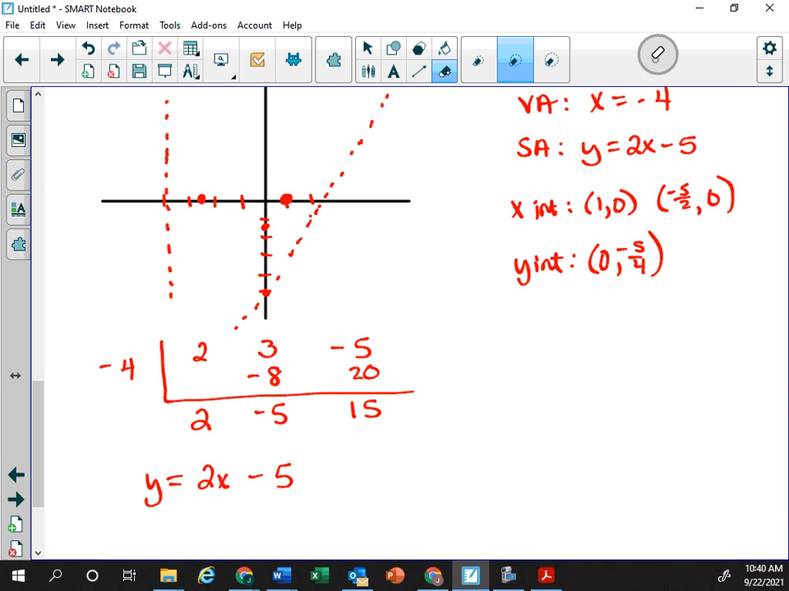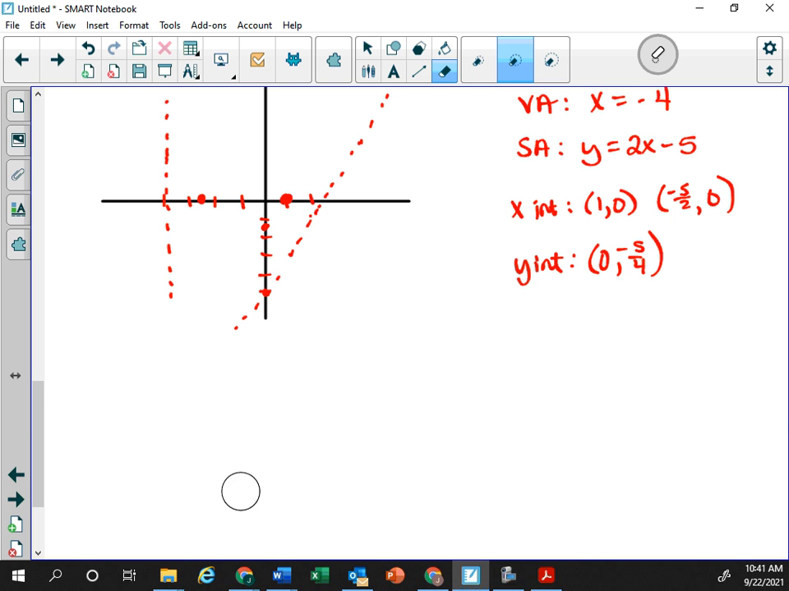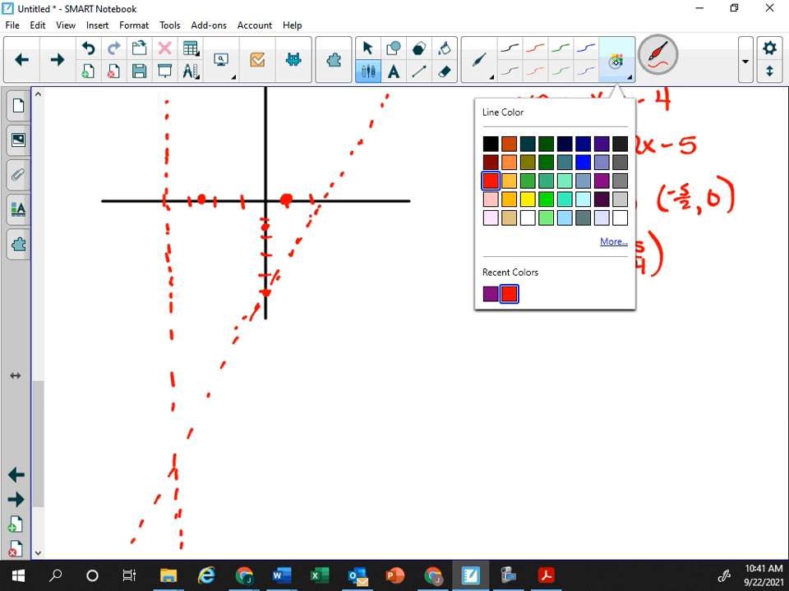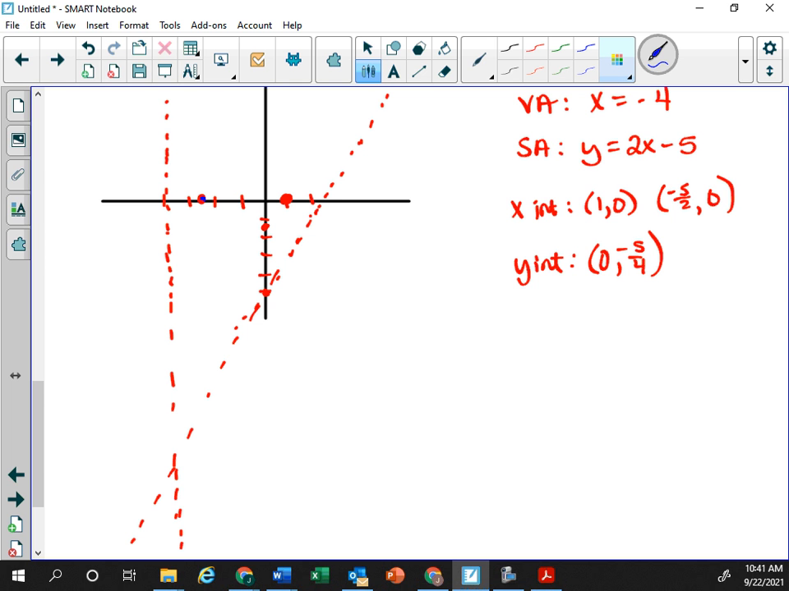I'm going to erase my synthetic division here because I didn't leave myself enough room for this graph, because it's kind of big. So let me extend my asymptotes a bit here. Okay, I've got these 3 dots, and maybe I'll make it blue so we can see them a little better. I've got my 2 x-intercepts and my y-intercept up here, so I can tell it's got to be kind of following this shape a little bit.